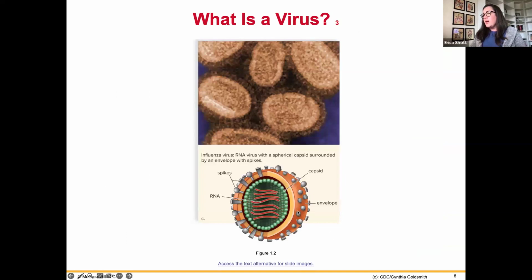This is the influenza virus. It's got RNA in the middle. That's its genetic material. And then over here, you see the spikes around it. Its capsid is in there, and it is also an enveloped virus.